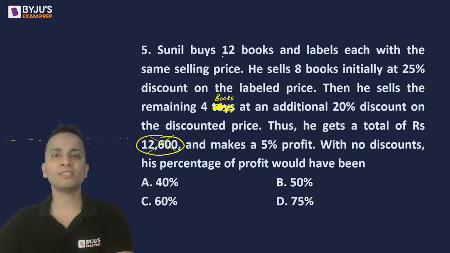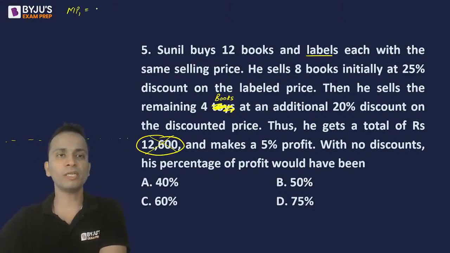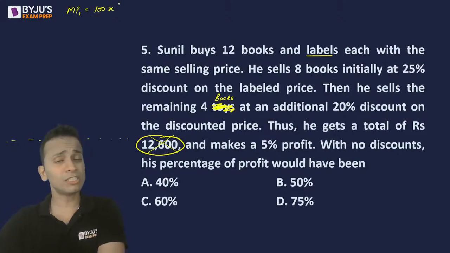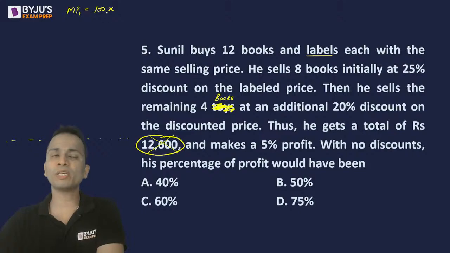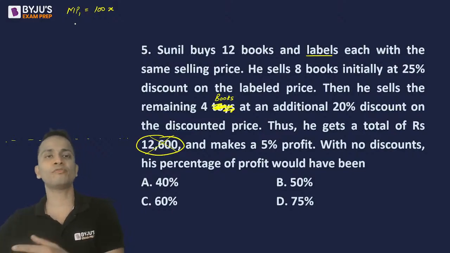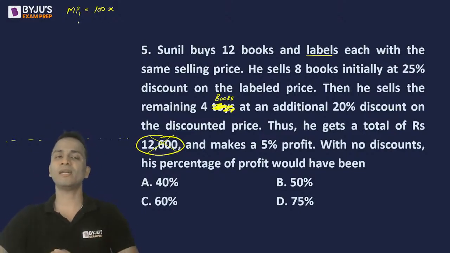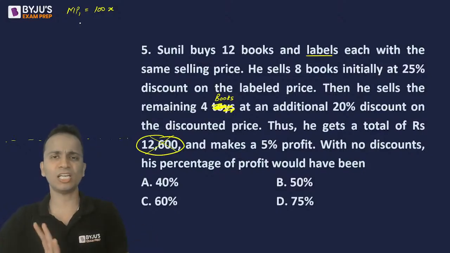Now, Sunil buys 12 books and labels, that means marks the price, each of them with the same selling price. So there are 12 books, and let's say the mark price of one book is 100x. I'm starting it by x. So the mark price of each of these 12 books is 100x respectively.